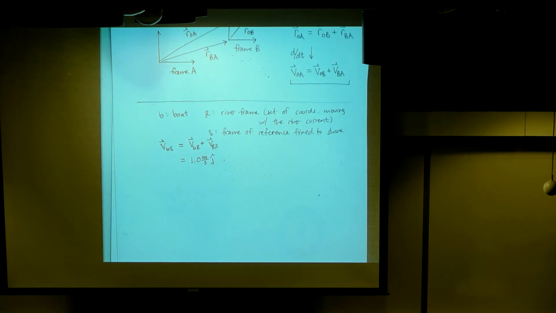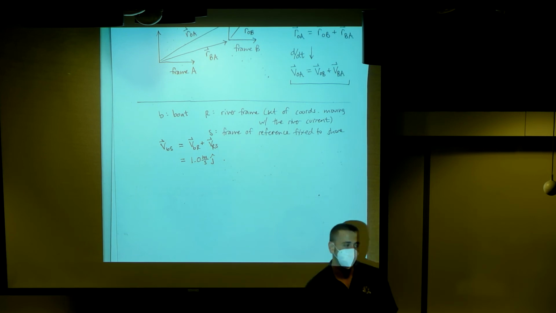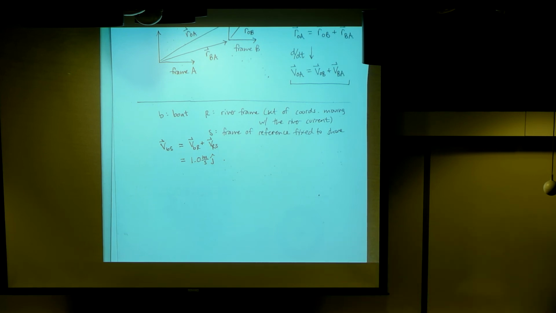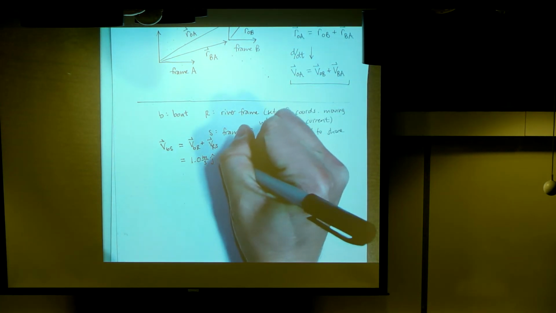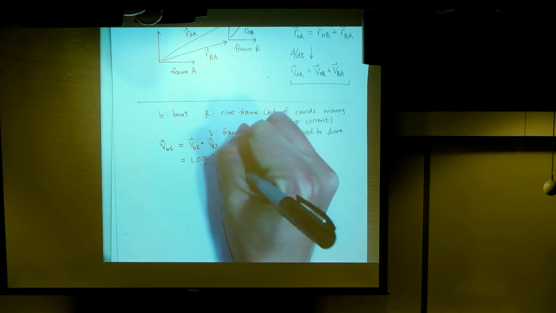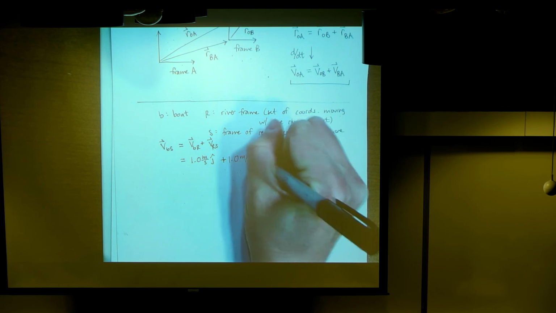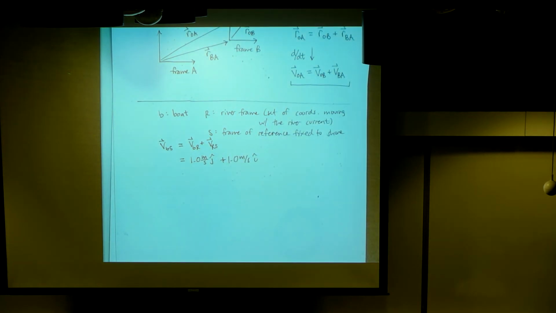VRS, that's the velocity of the river relative to the shore. So that's just the velocity of the currents in the river, which is 1 meter per second due east. Due east is the x direction, so this is 1 meter per second I hat. So that's where this answer comes from, okay?